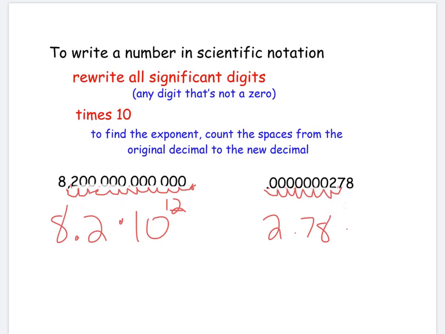Then it's going to be multiplied by a power of 10. And then my exponent that goes here on the 10 is how many times we moved our decimal. So we moved it once, twice, 3 times, 4 times, 5 times, 6 times, 7 times, 8 times. So we moved it 8 times, but because it's a small number, that 8 has to be negative because that implies that we're looking at a very small decimal versus a very large number like the one on the left.